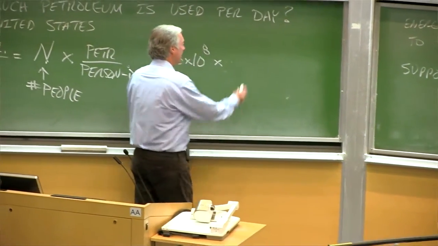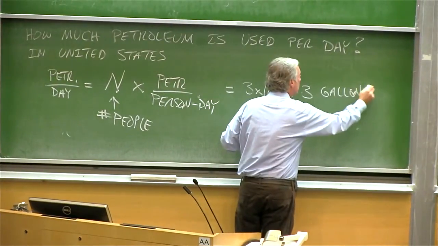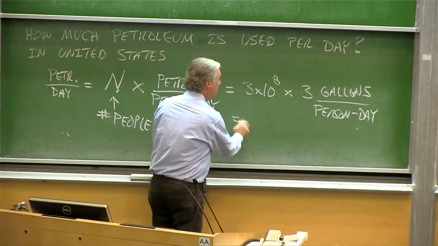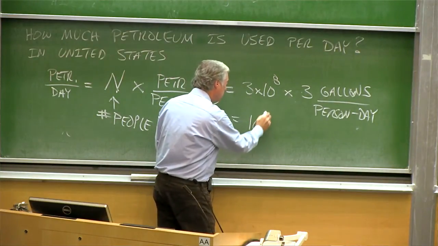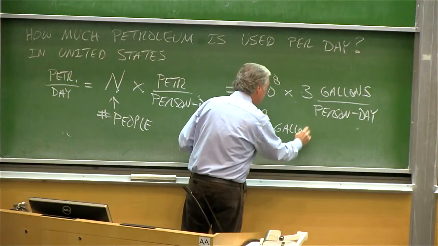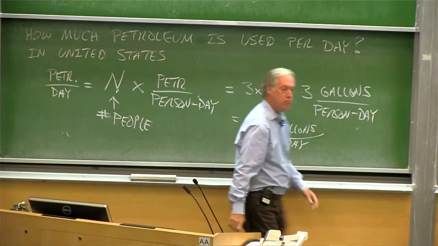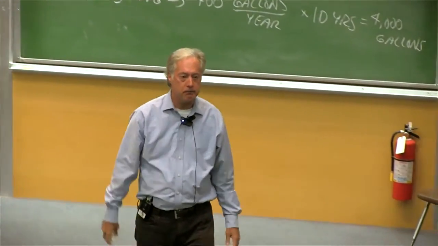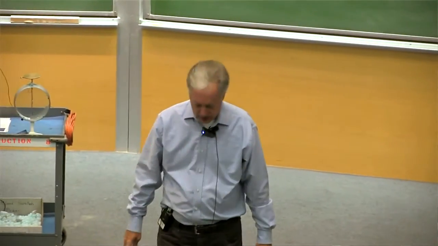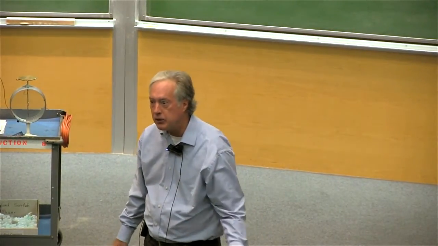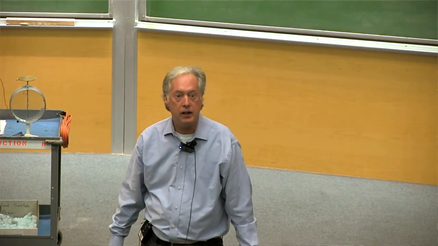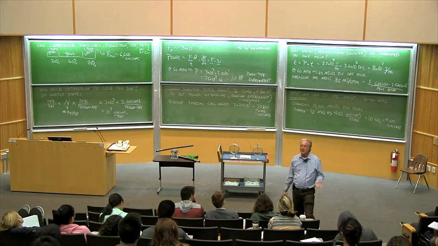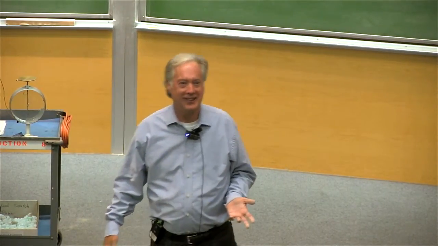Okay, so 3 times 10 to the 8th, and let's say 3 gallons per person per day. Okay, so we arrive at roughly 1 billion gallons per day. 1 billion gallons. That's a big number. That's 10 to the 9th. And gallons, let's see, 35 megajoules per liter. A gallon then is about 130 megajoules, times 1 billion. We're talking 10 to the 11th joules per day, folks. Those numbers start to excite me. Those are big numbers. All right?